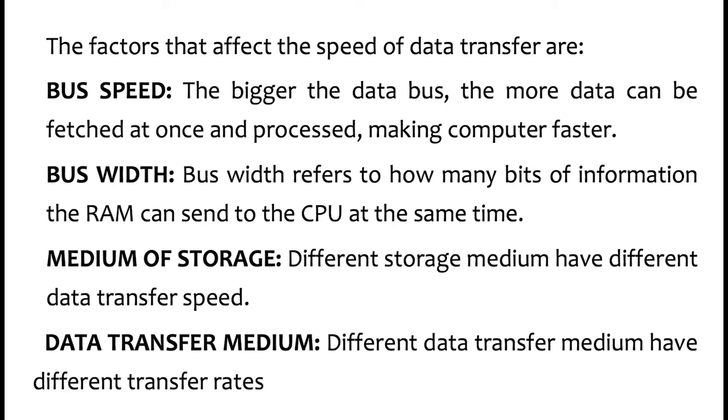The bigger the data bus, the more data can be fetched at once and processed, making the computer faster. When we talk about the bus width, it refers to how many bits of information the RAM can send to the CPU at the same time. Medium of storage, we are referring to the storage device. Different storage media have different data transfer speeds. The last is the data transfer medium. Different data transfer media have different transfer rates. So these are the major factors that affect the speed of transfer.